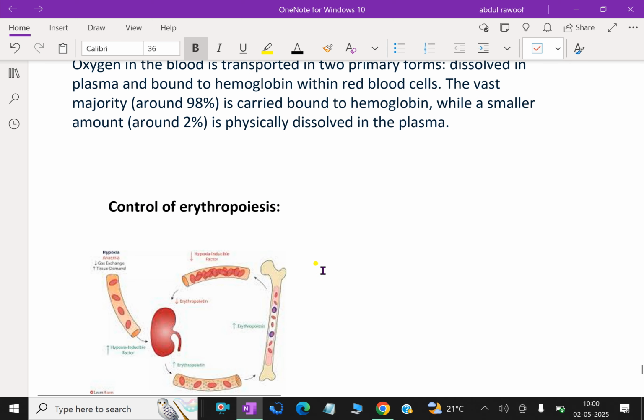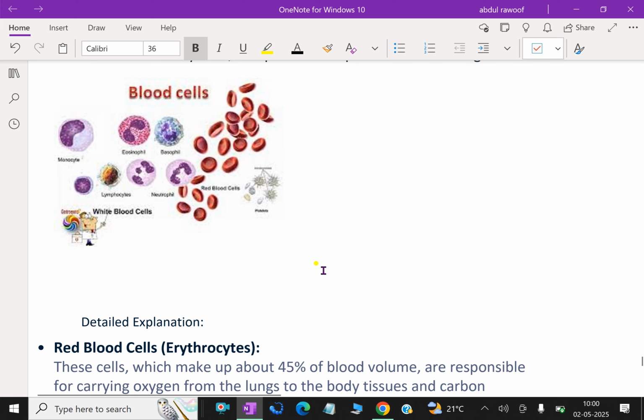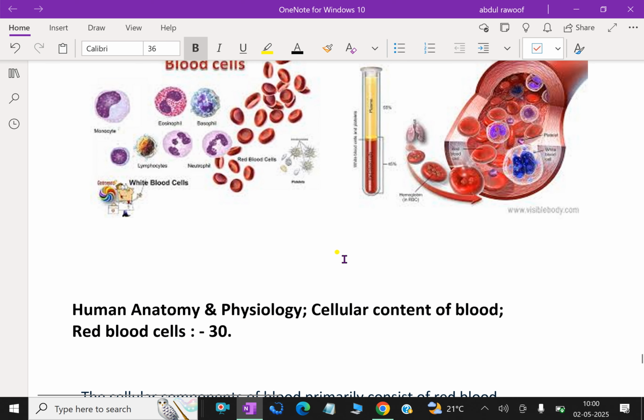So far we discussed red blood cells, which are a part of the cellular content of blood.